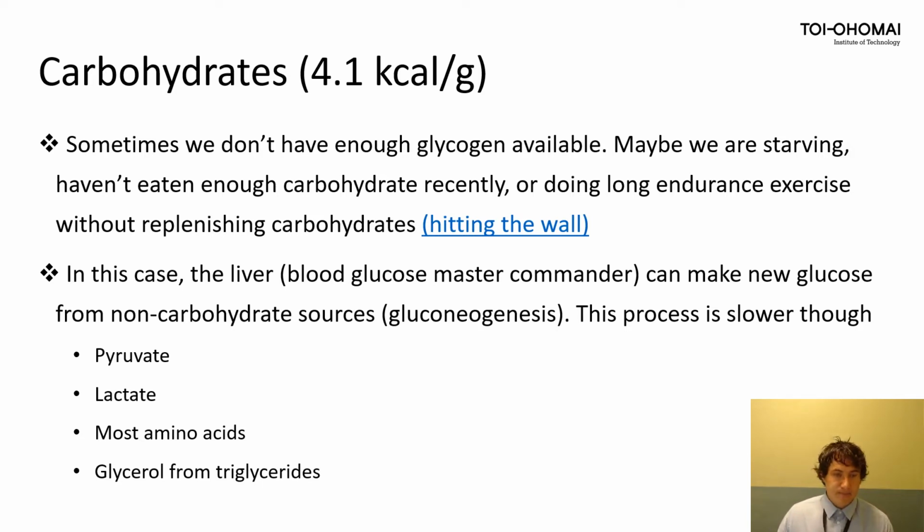In this case, the liver, the blood glucose master commander, can make new glucose from a non-carbohydrate source. So this is called gluconeogenesis. Think of neo as sounding like new. So it's making new glucose from a non-carbohydrate source. And this can happen through pyruvate and lactate, which are byproducts of glycolysis. It also happens really slow. We can make it from proteins. We can also make it from glycerol, which is a part of fats. So we can make it from the byproducts of glycolysis, so through glucose. We can make it from protein, and we can make it from fats.